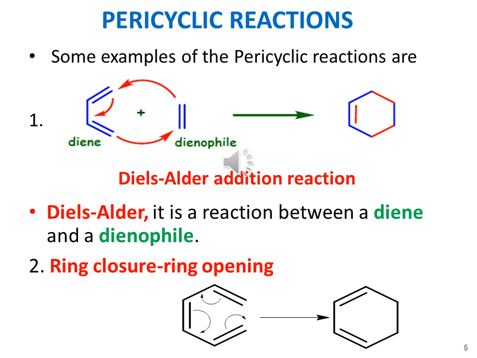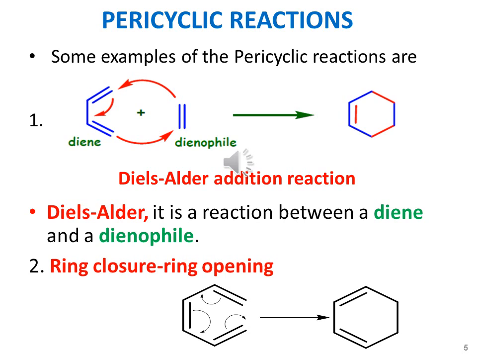So in this case, it is an example of a pericyclic reaction. I have not shown the transition state. However, on this slide, you may see the red colored arrows showing the cyclic movement of the electrons. Here the pi electrons are moving in an anti-clockwise fashion.